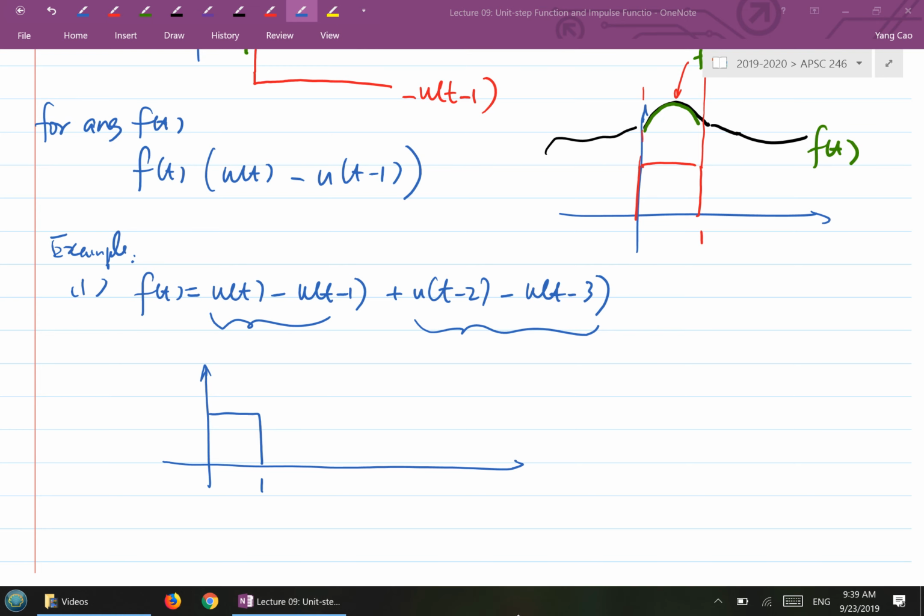You could actually draw this by looking at this one here. This box has a left edge at t equal to 0, and ends at t equal to 1. So this box should have a left edge at t equal to 2, and end with the edge at t equal to 3. So this will be your f of t. So we're creating essentially two boxes.